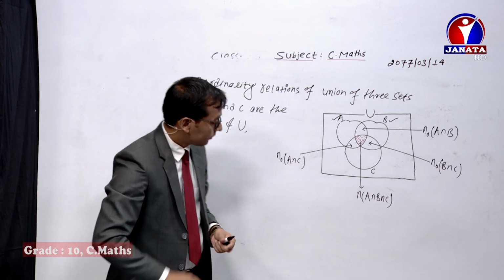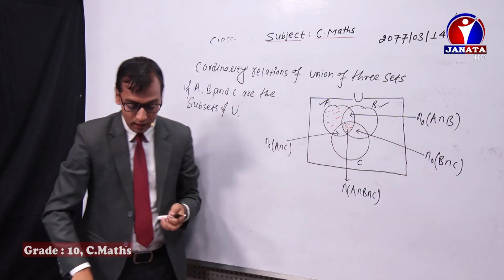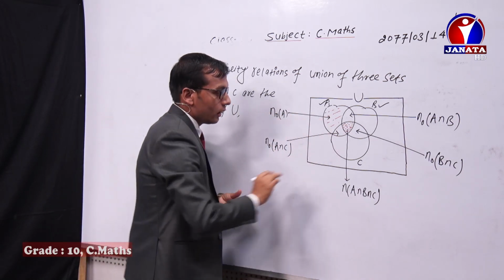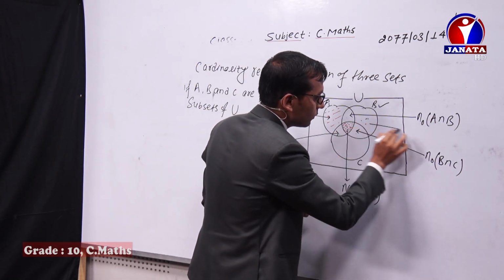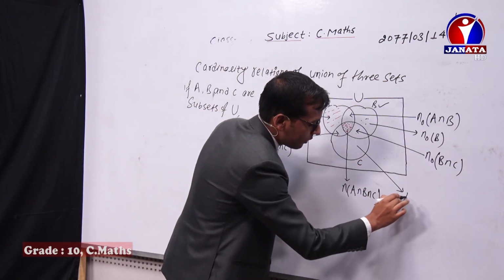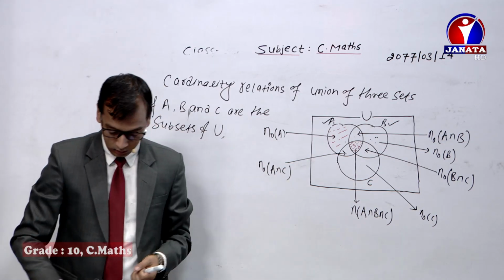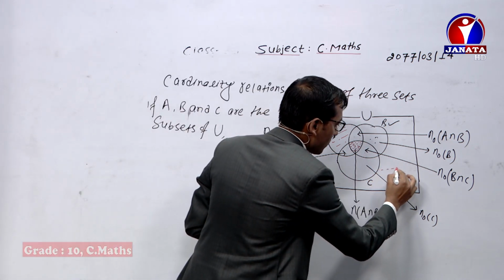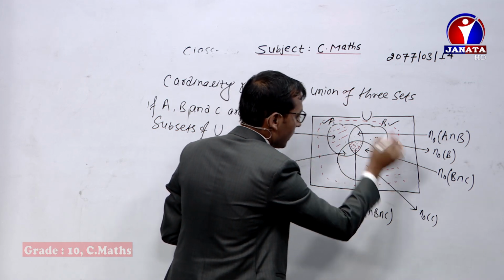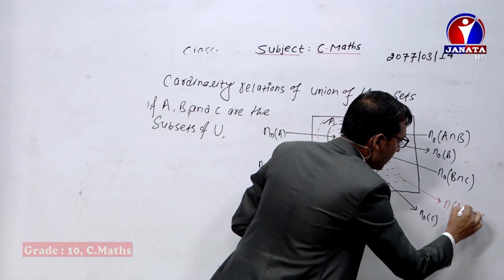Okay, so next one, this one is n only A, this one is n only B, this one is n only C, and there is one more region. We can say this is the outer region, and this is n of A union B union C complement.